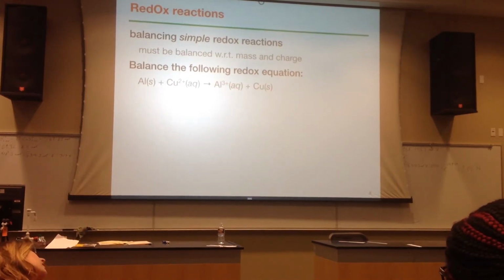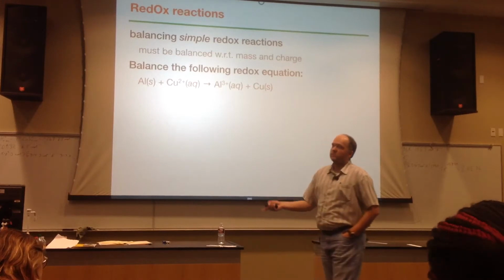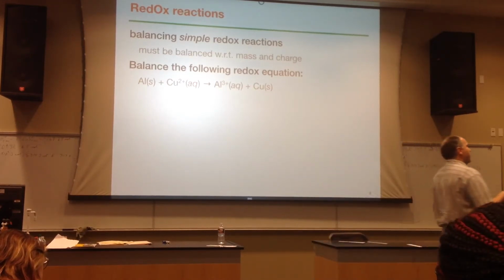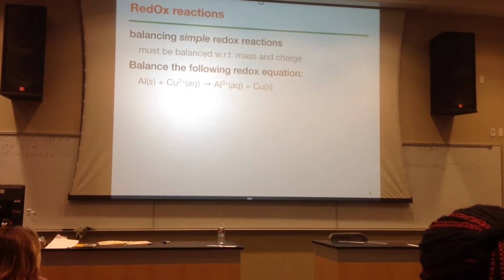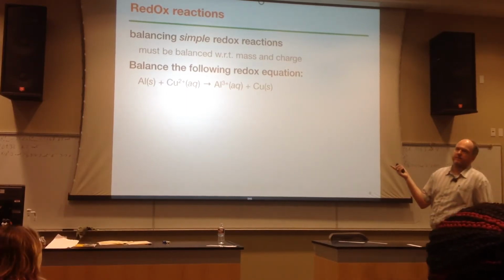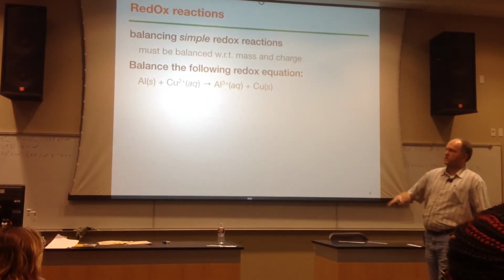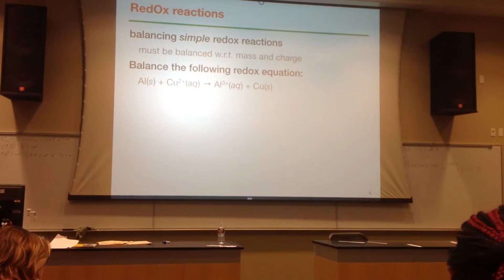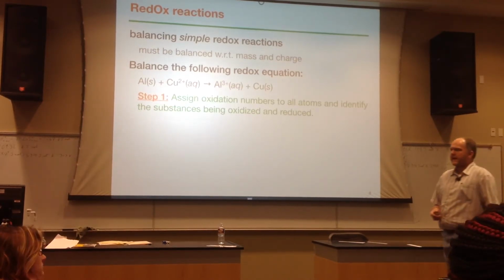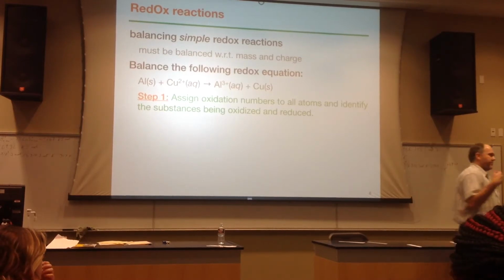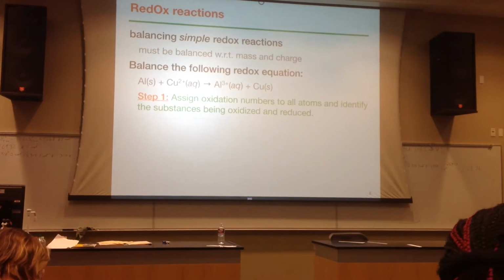Okay? So I have aluminum plus copper 2 plus to give me aluminum 3 plus and copper. Okay? Basically the same reaction as I had last time, except we're replacing zinc with aluminum, mainly because this is going to be a 2 electron and 3 electron process. Okay, so step 1. And I have a handout for my lab students that I'm going to post for you guys on e-learning that contains these steps for balancing redox reactions.